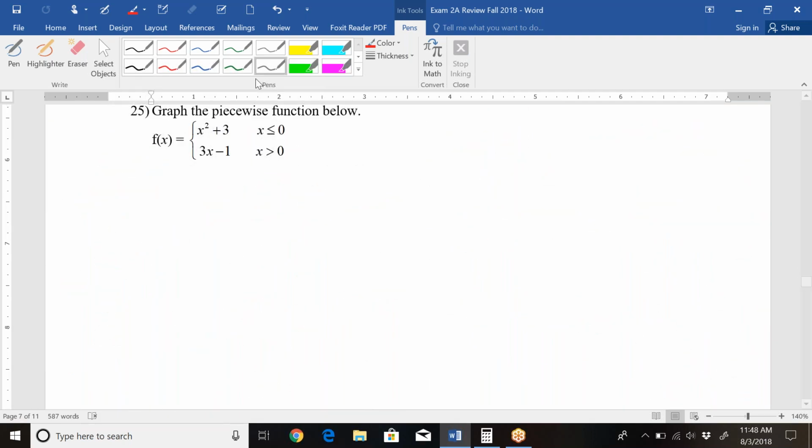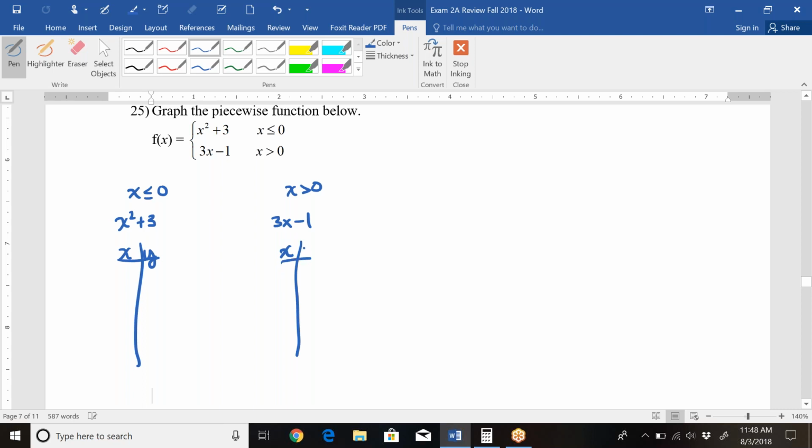Okay, so 25, because we're almost done, is a piecewise function. Now the way I teach these, I teach it as doing table of values. So for x's that are less than or equal to 0, that's this first row, you're going to use the graph x squared plus 3. For x's that are greater than 0, you're going to use the graph 3x minus 1. So you're going to pick your x and y chart based off of those domain restrictions.